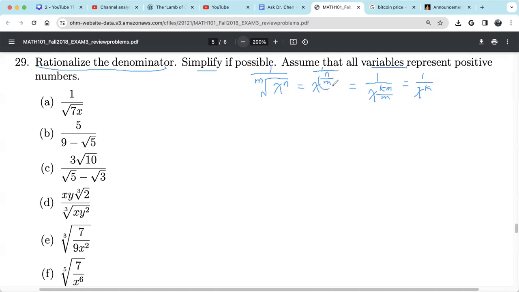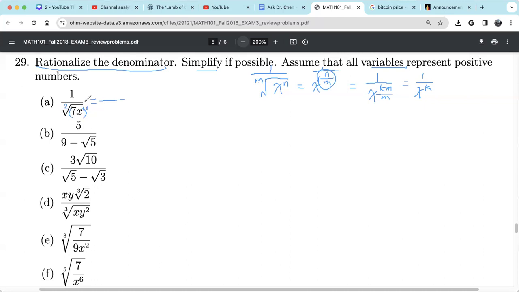We want to somehow make this n a multiple of m. So let's see the first question, A. In this case, the index is 2. The exponent of the variable is 1, right? We can think of 7x as one thing, then the power is 1.